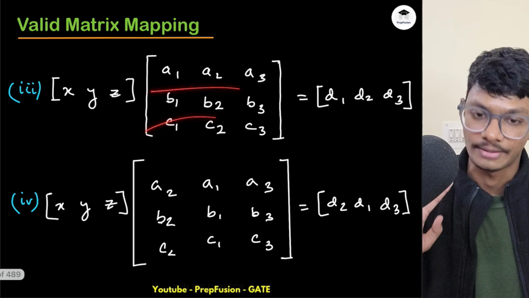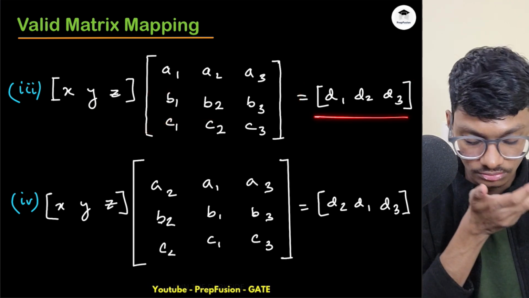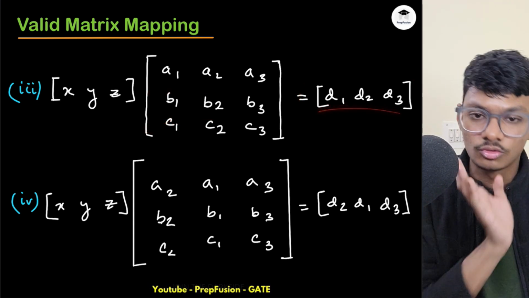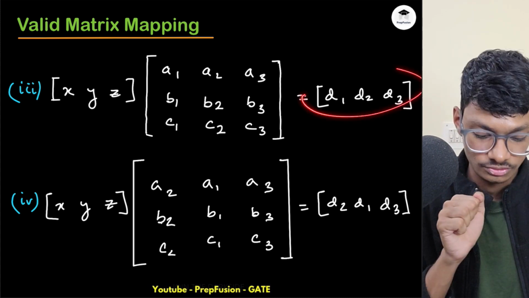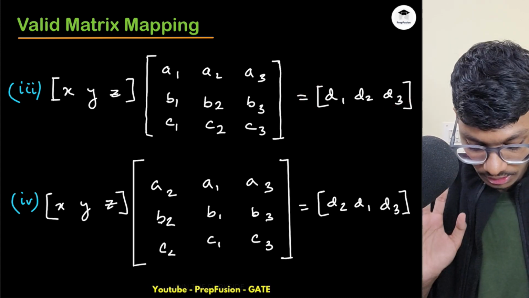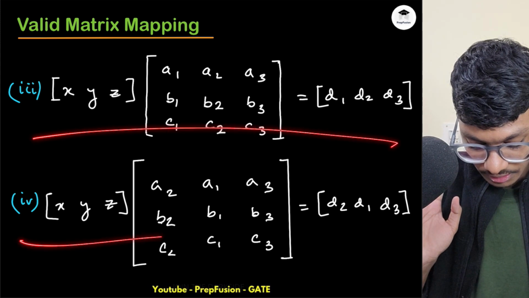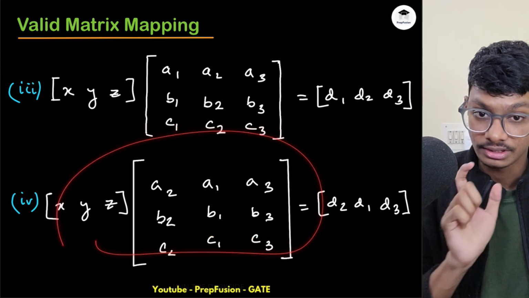So that is exactly what has happened. And obviously I am doing the transpose of the right hand side, the right hand side constant part also. So this also becomes d1, d2, d3. So yeah, this is basically a valid matrix mapping. These are also valid matrix mappings, but here you have to be careful.